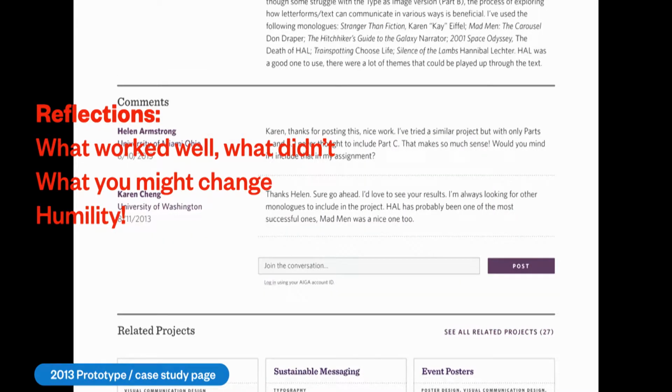And then finally, the most important part of each case study, which is the reflections, and that's from you, the educator, what worked well, what didn't. This doesn't exist in other resources out there, and it's going to require some humility from some of us to sort of highlight the successes and pitfalls of each project.